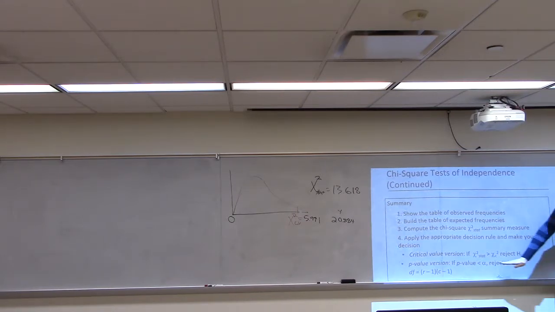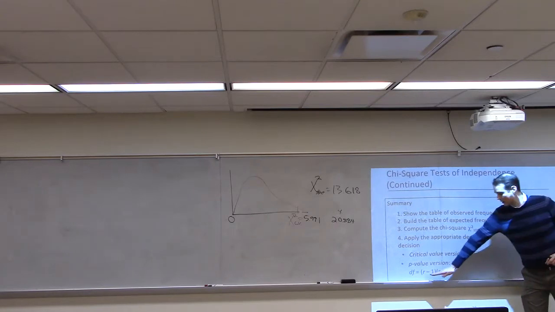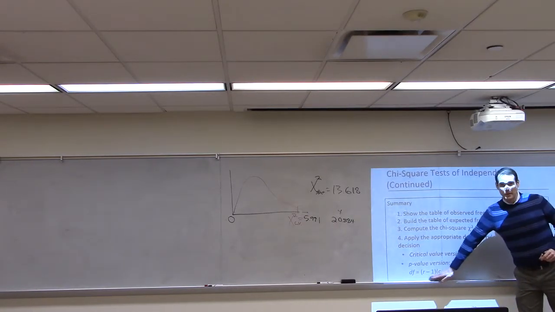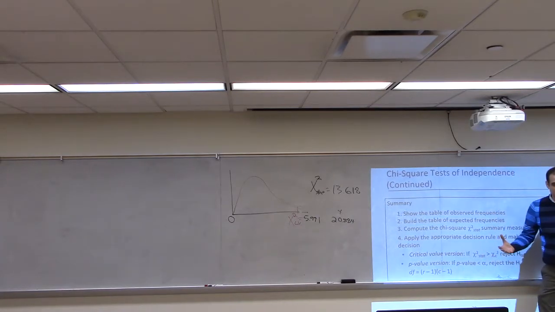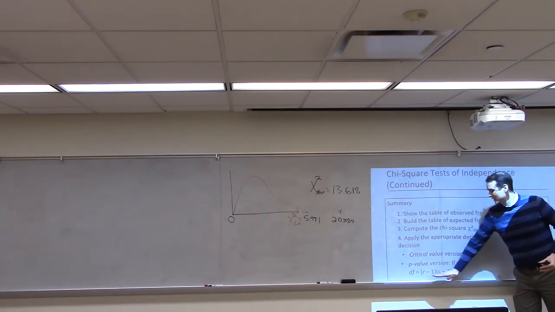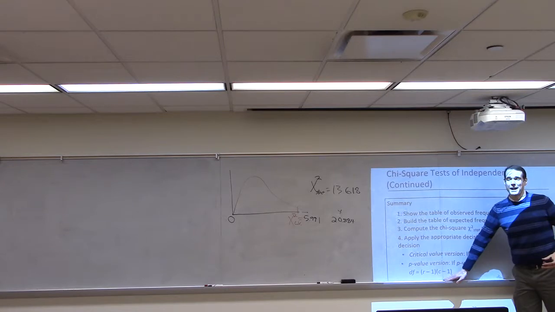You could also use the p-value version. P-value is the probability of that sample outcome if the null hypothesis is true. If that probability is really, really small, reject the null hypothesis. We of course know the degrees of freedom based on how many rows and how many columns. If we have lots of categories, we expect more difference. So we use degrees of freedom, and they're quantified in the back of your book with the table this way.